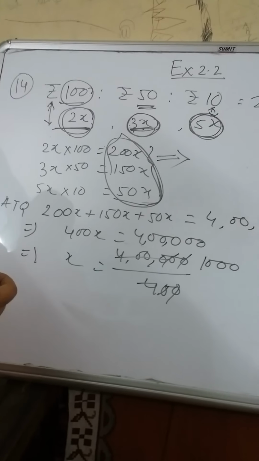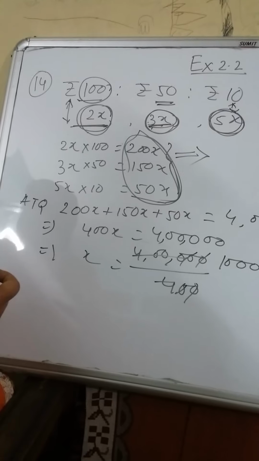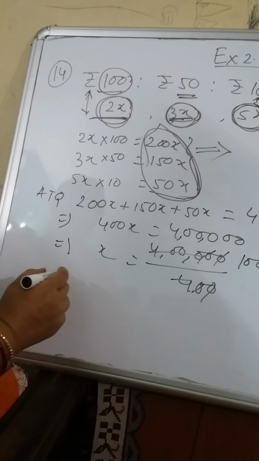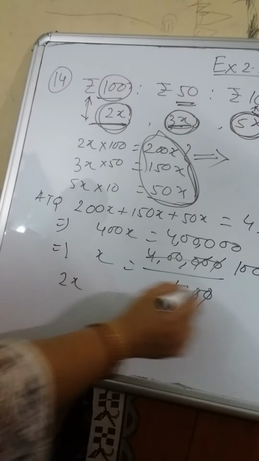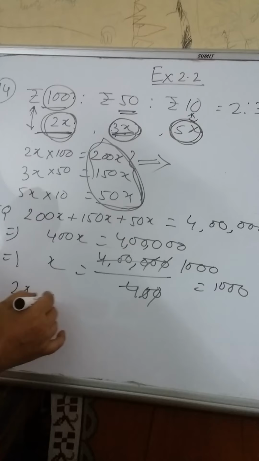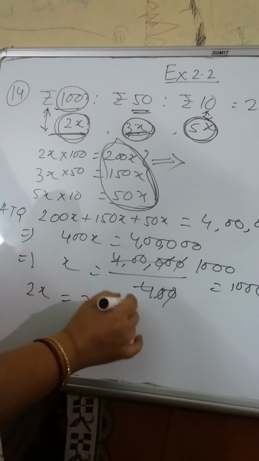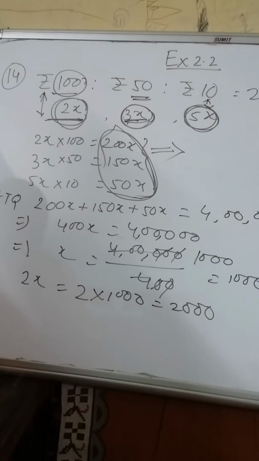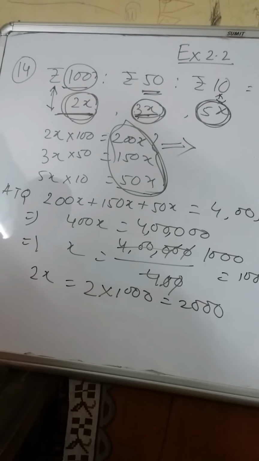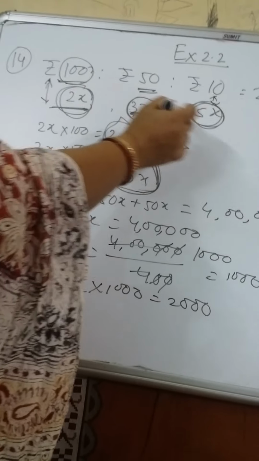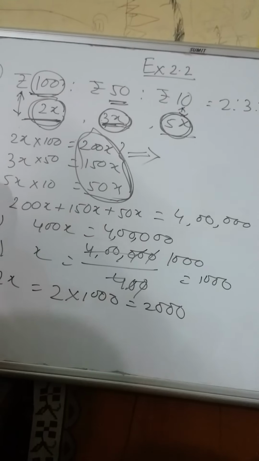Okay, so that means the number of 100 rupees notes will be 2 into x. So 2 into 1000 is 2000 notes she has of 100 rupees. In the same way we will get the numbers for 50 rupees and 10 rupees.